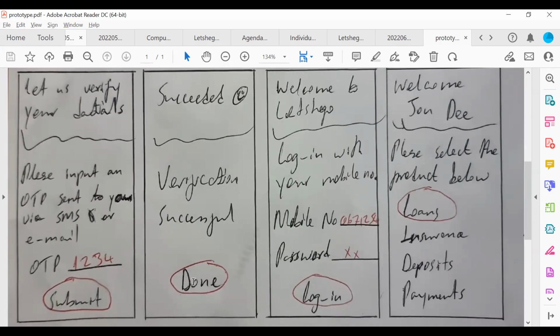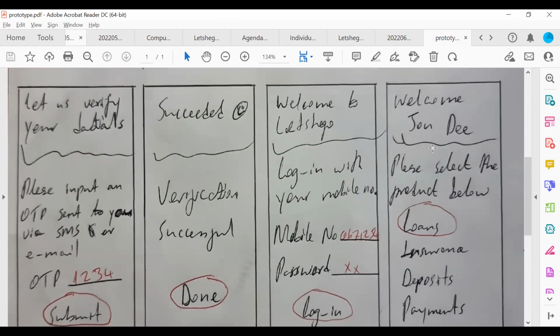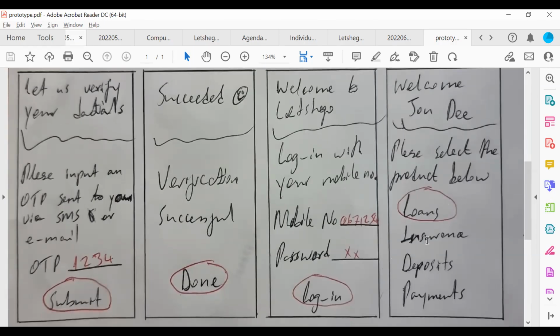Then they come back into the app where they now want to avail of our solutions. As they open their app, they'll still get the message on the first screen to say welcome to Letshego, log in with your mobile number. Now that they have their login credentials, they'll input their mobile number as well as a password. Then they are in. Welcome, John Doe. Please select the product below. Now on offer, we've got loans, insurance, deposits, and payments.